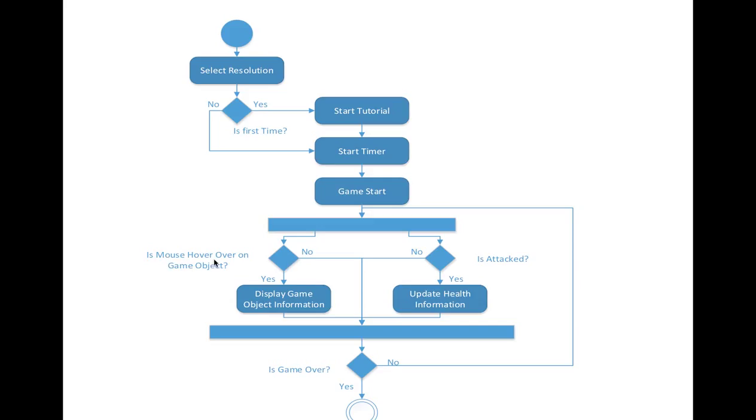If the mouse is held over an object, then the information of the object will display. If the player's ship is attacked by an enemy, then the health information will update. If the game is not over, then it will loop this part. Otherwise, the game will be over and the game will stop.